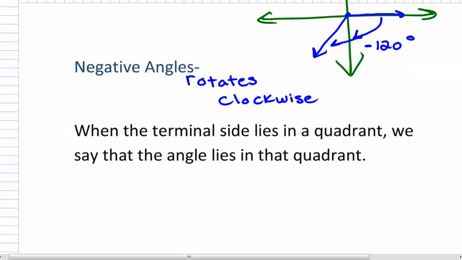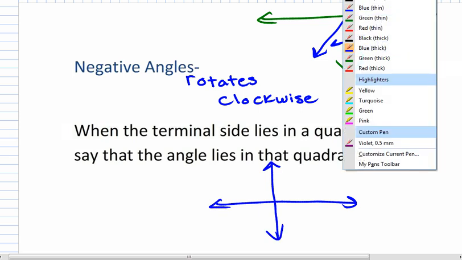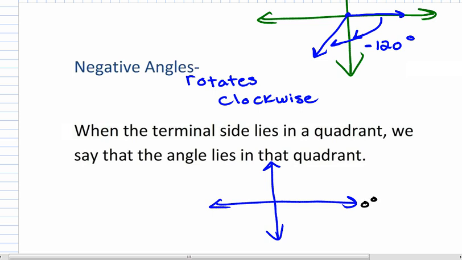When the terminal side lies in a quadrant, we say the angle lies in that quadrant. So for example, now notice, if you have a coordinate plane, this would be 0 degrees if the angle just stayed there. This would be 90 degrees if the angle rotated that far. This would be 180 if the angle rotated. So here would be 90, 180, then another 90 degrees would be 270, and then all the way around the circle would be 360 degrees. So the positive x-axis is either 0 or 360 depending upon how you rotate it.